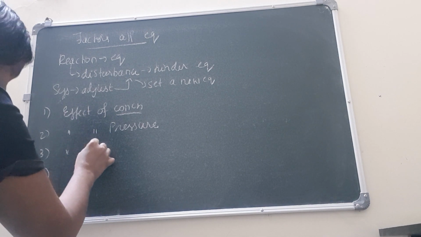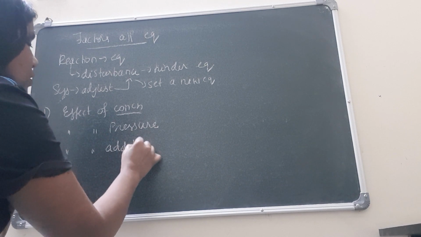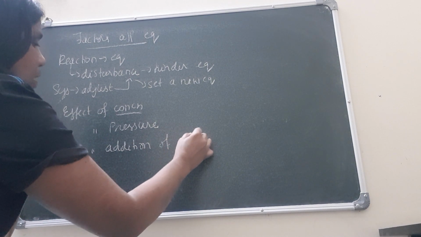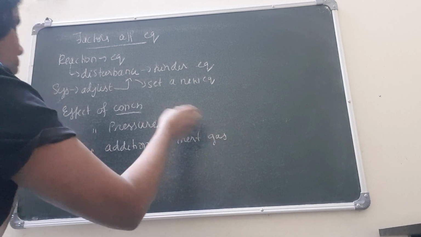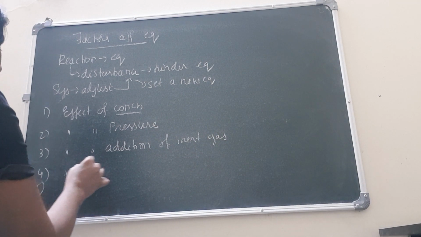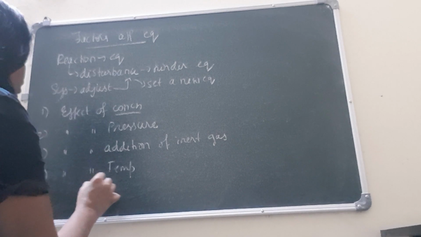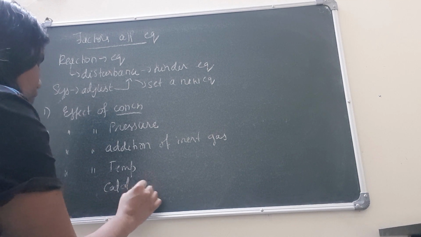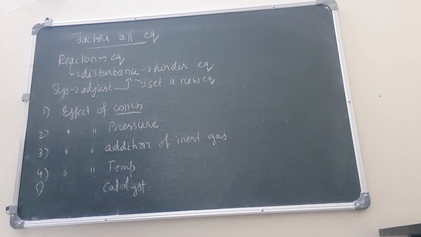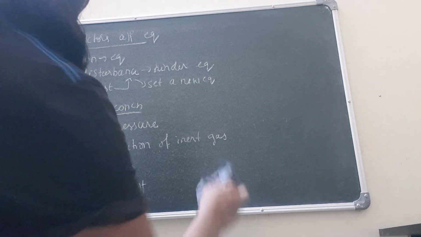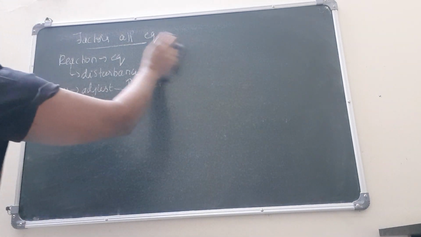Third one is the effect of addition of an inert gas. Inert gas is not actually affecting, but let us understand this in detail. Then the effect of temperature change, and the effect of a catalyst. These are the 5 factors which are affecting the equilibrium. Before I go to each of these, I think it makes much sense for me to tell you about a principle which is called Le Chatelier's principle. So we'll discuss this principle and I'll end the video.